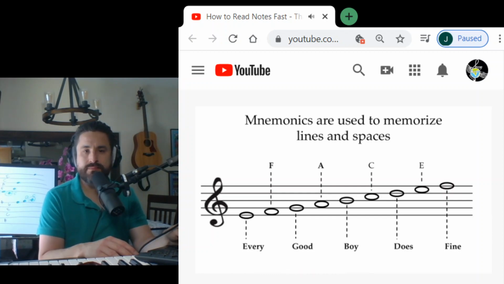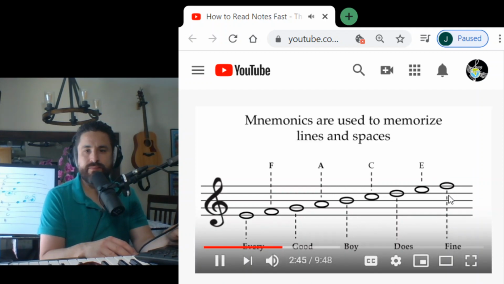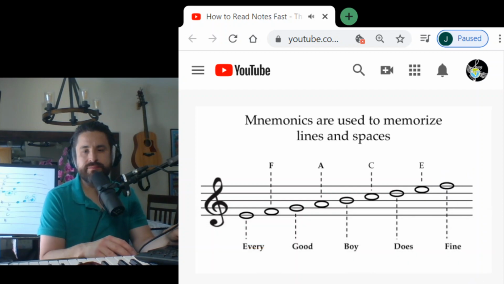The problem with this method is if you want to play the last line of the treble clef, you have to think, "every good boy does fine." Talking about the F. Oh, it's an F. That's slow and painful because you have to go through the whole acronym to get to that F. It also teaches you to memorize that that line is an F, but it doesn't teach you which F.